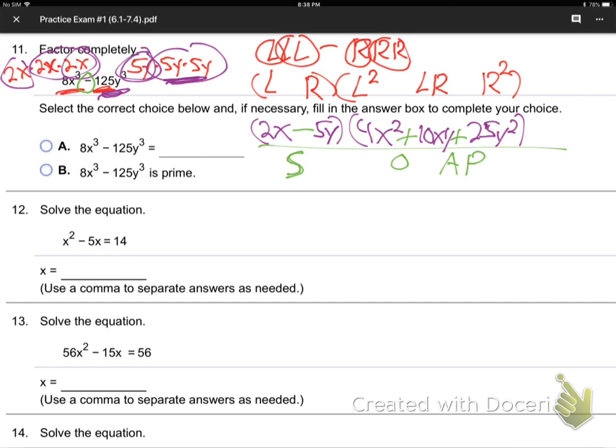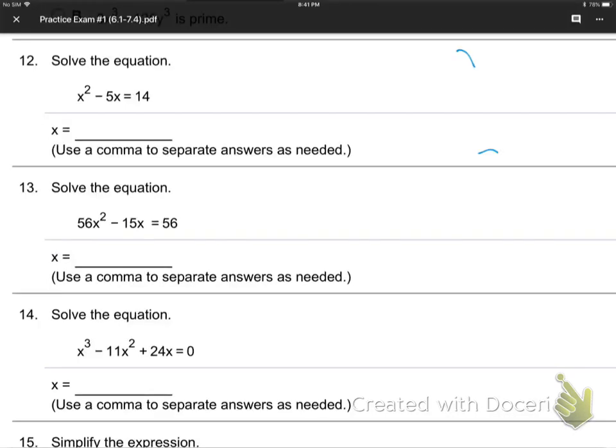Let's go on to number 12. So number 12, let me put it at the top here. We have to have an x squared plan. What is the x squared plan? Step 1, get a 0. Step 2, factor.